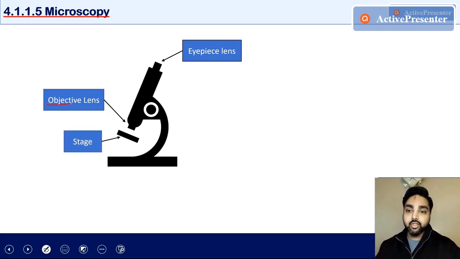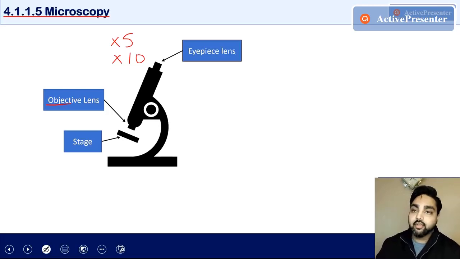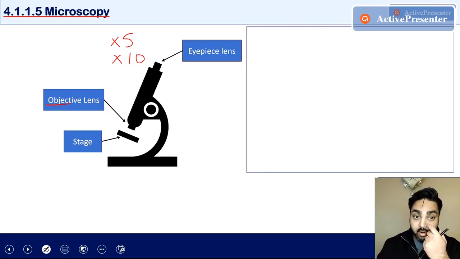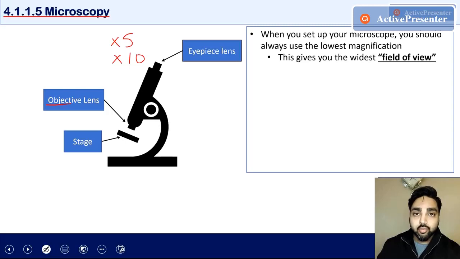Now, two things to draw your attention to. The eyepiece lens usually comes in a ×5 or a ×10 magnification, and the objective lens can come in a whole range of different magnifications, anywhere from ×20 to ×400, even more, depending on the microscope that you have. The key thing is that when you set up your microscope, you need to have it in the lowest magnification possible. The reason is that it gives you the widest field of view. When we talk about field of view, what we mean is what you are able to see.